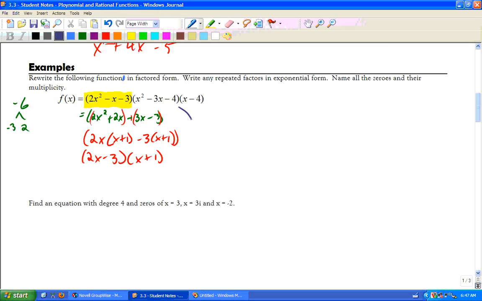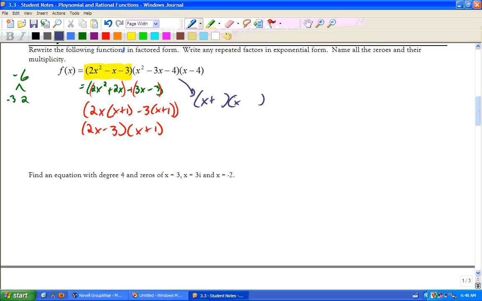We can factor this next term. This one looks easy enough to do by guess and check. Looks like there's going to be an x here, x here. One's got to be positive, one's got to be negative. The factors of negative 4 that add together to give you negative 3 are negative 4 and positive 1. We'll bring this back down: x plus 1, x minus 4. And finally, our last term, x minus 4, gets brought down as well.